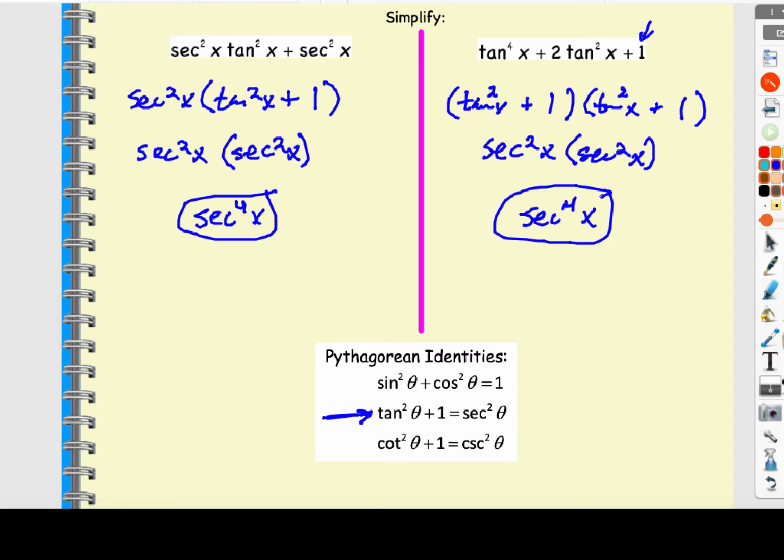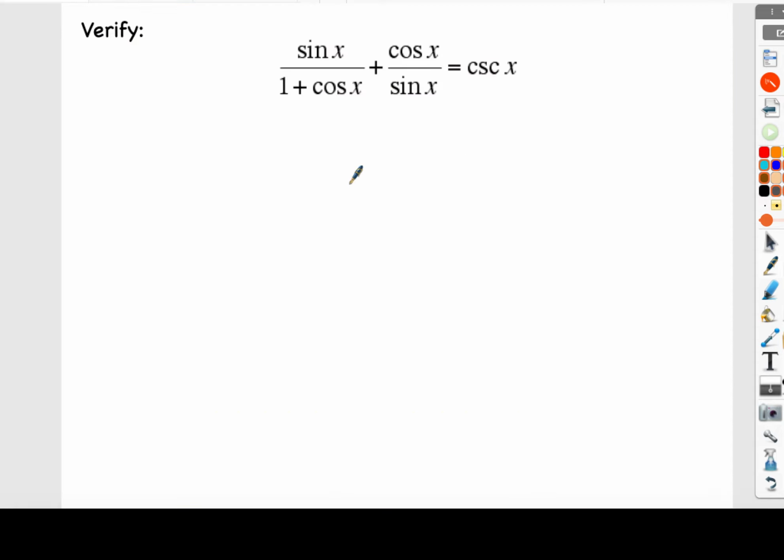Well, because these came out the same, technically we could say that these two statements are actually equal to each other, right? That's that old transitive property. If the secant squared times tangent squared plus secant squared is secant to the 4th, and this statement over here, all those tangents added up, that's secant to the 4th, well, that means these two things are equal to each other. And we've just made a new identity. Technically, if it was helpful, we'd write that one down and keep track of it. That's the last thing we're going to do with these trig identities.